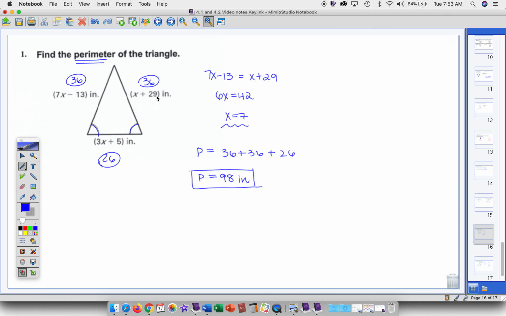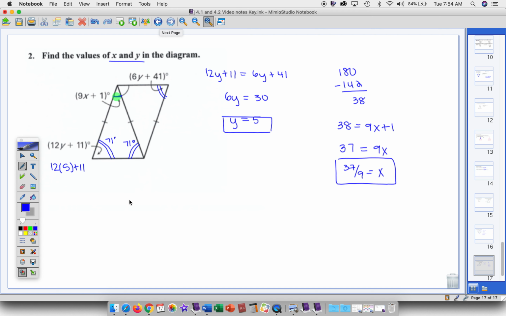Okay, let's see how you did. So for problem number 1, hopefully you found that x is equal to 7, but make sure you're always reading your question and getting that final answer. We're not just finding the value of x, we're not just finding the lengths of the sides, we want the whole perimeter, which you should have found to be 98 inches.